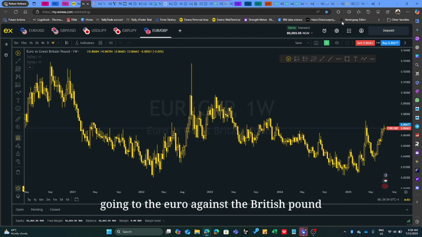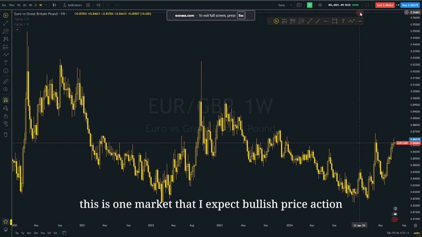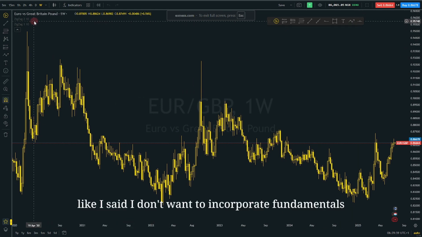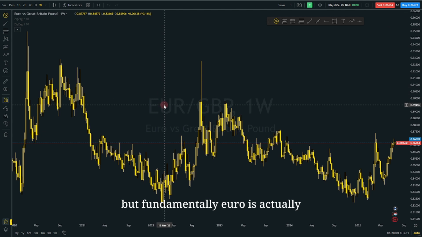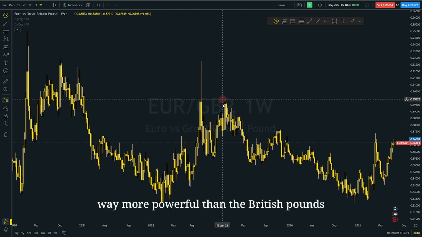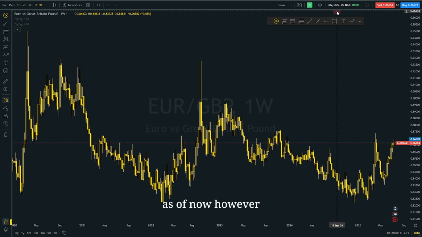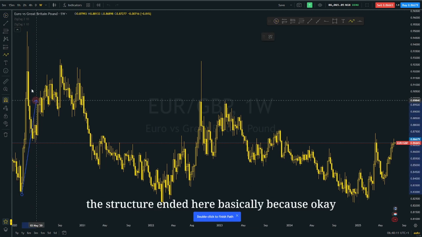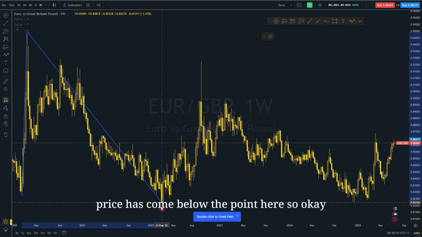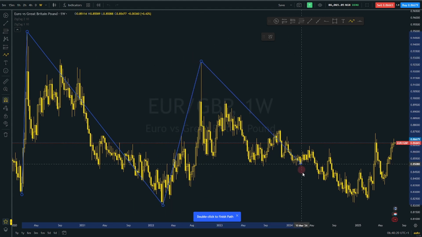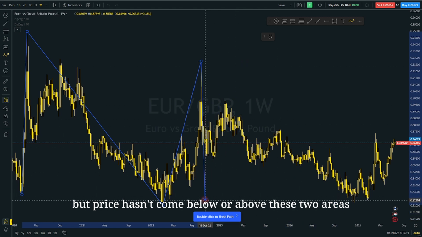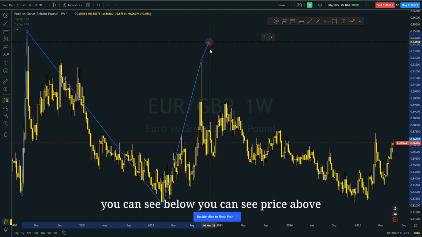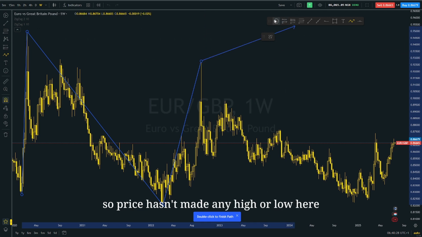Going to the euro against the British pound. This is one market where I expect bullish price action. Like I said, I don't want to incorporate fundamentals, but fundamentally, the euro is actually way more powerful than the British pound as of now. However, without looking at fundamentals, the structure ended here, because price has come below the point here. So we have something to look out for. But price hasn't come below or above these two areas. So price hasn't made any high or low here.